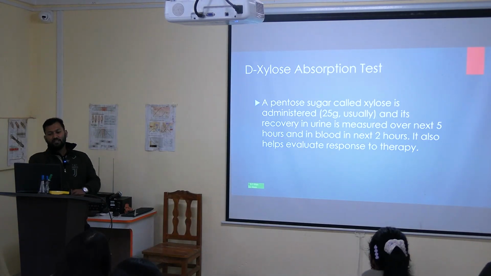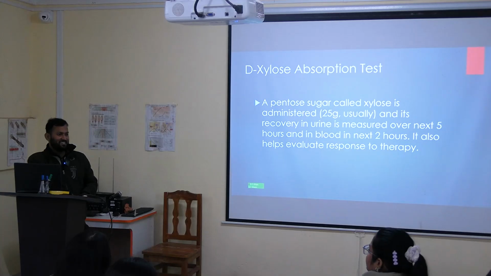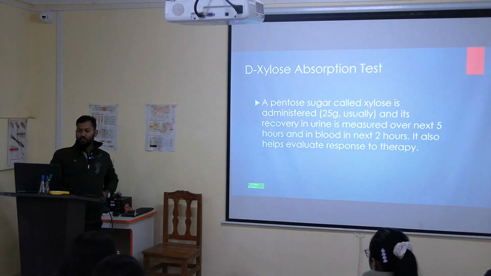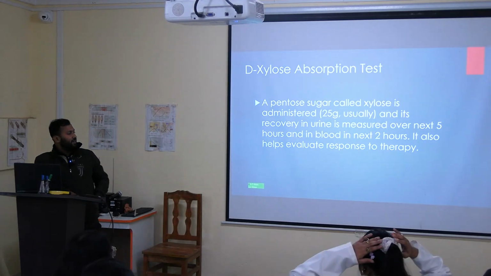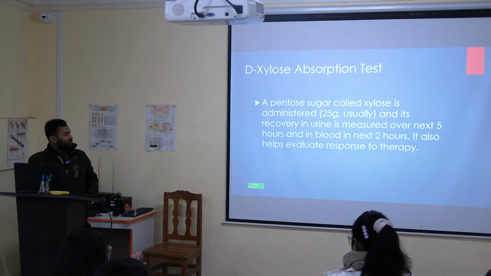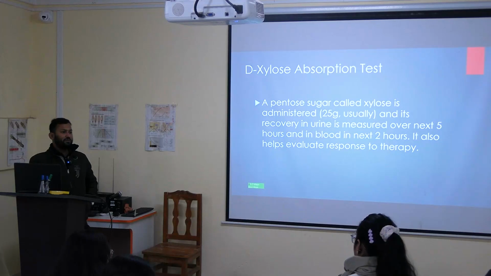Then the D-Xylose Absorption Test. What is xylose? Do you know the types of sugar? These are there in your class 12, I think. D-Xylose is a pentose sugar which is administered at a quantity of around 25 gram, and its recovery in urine is measured over the next 5 hours and in blood in the next 2 hours. It also helps evaluate response to therapy.